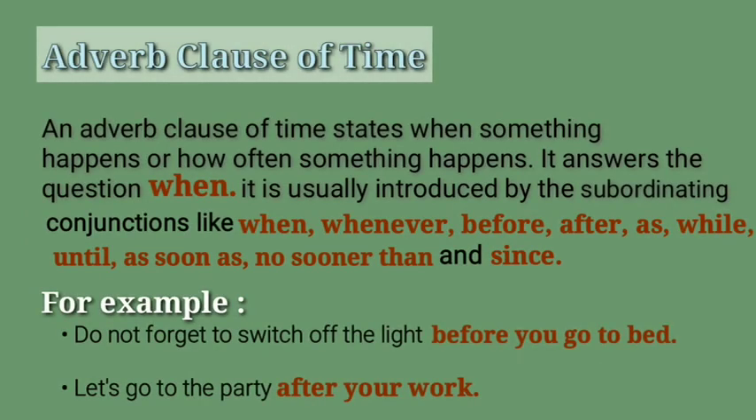The first one is the adverb clause of time. An adverb clause of time states when something happens or how often something happens. It answers questions like when. It is usually introduced by subordinating conjunctions like when, whenever, before, after, as, while, until, as soon as, no sooner than, and since.